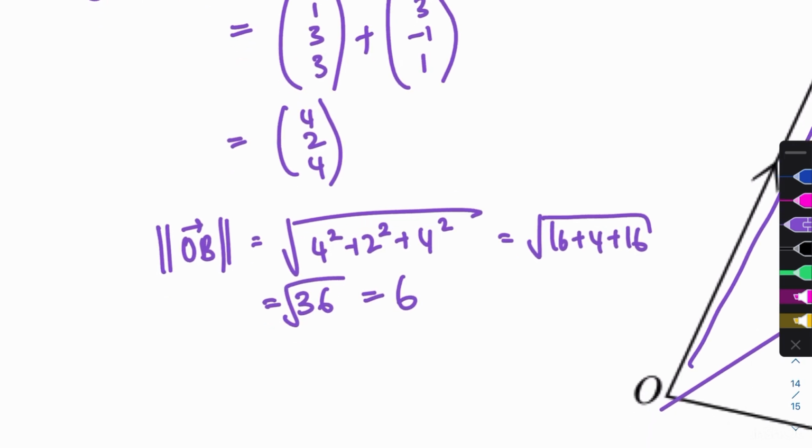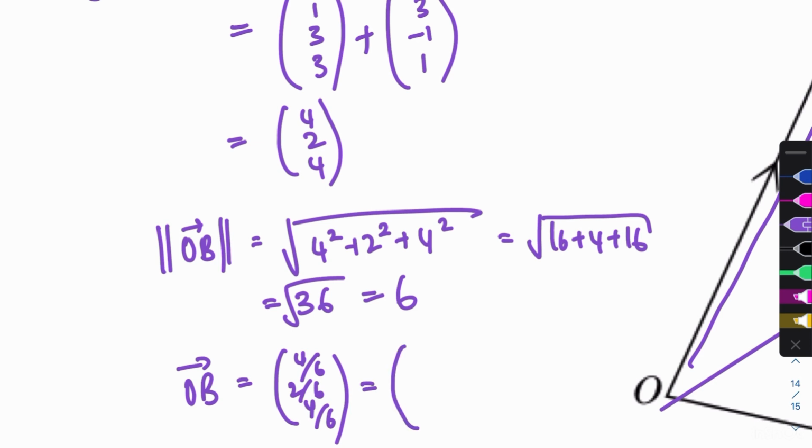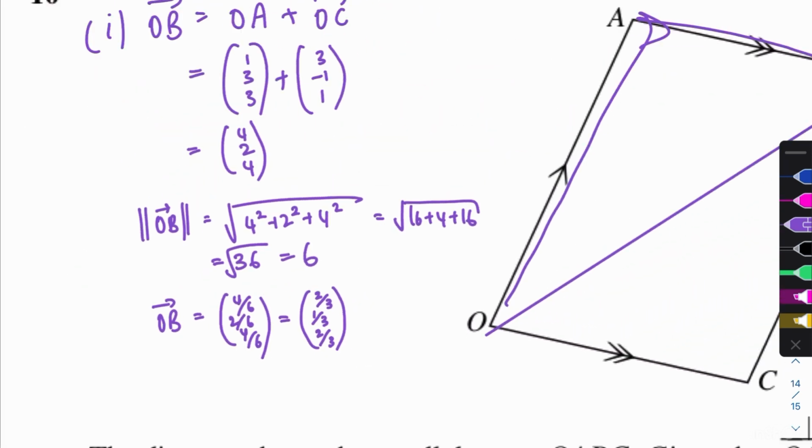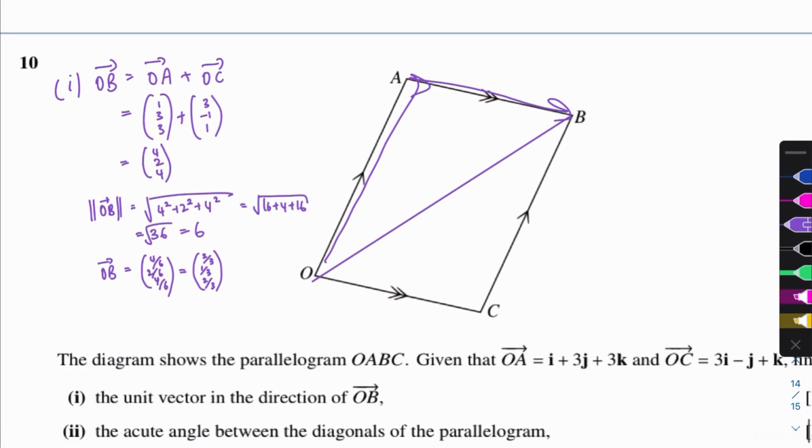So to find the unit vector OB, you just have to divide all the elements inside by the magnitude. So that'll be 4 over 6, 2 over 6, and 4 over 6, which we can then simplify to 2 over 3, 1 over 3, and 2 over 3 again. And that's the unit vector for OB. So that's part 1 done.